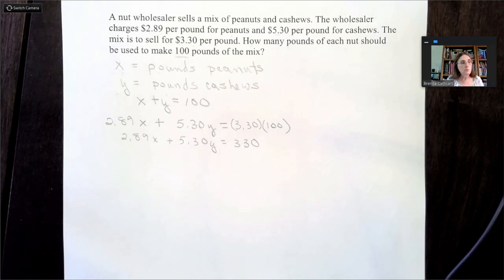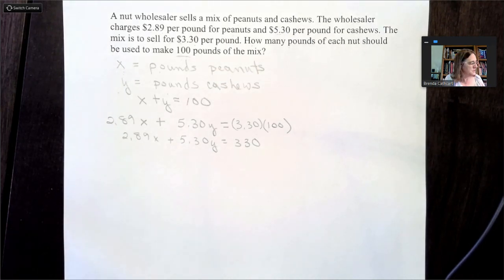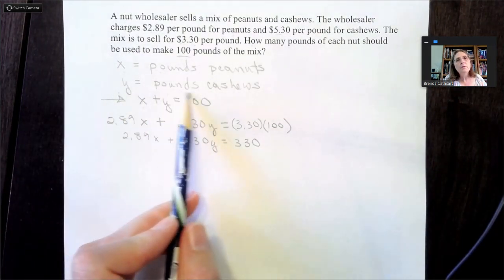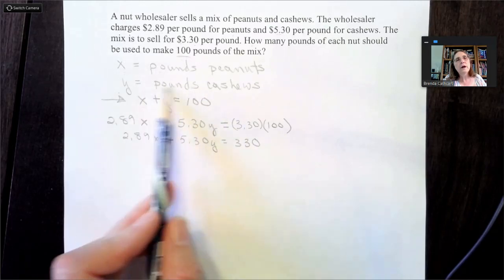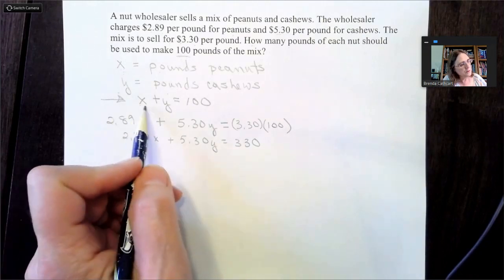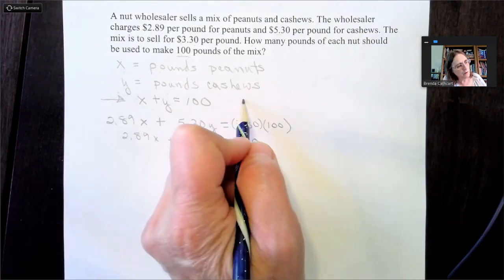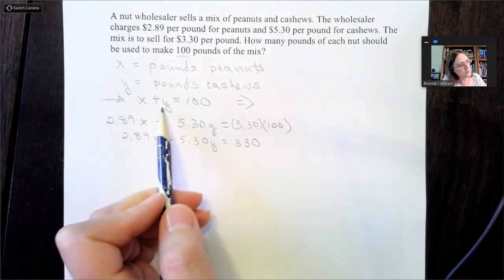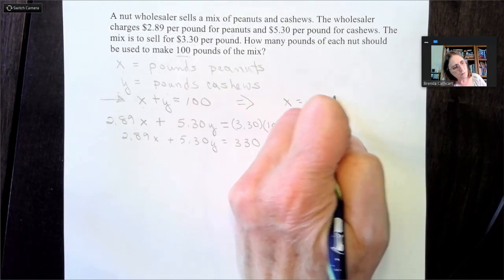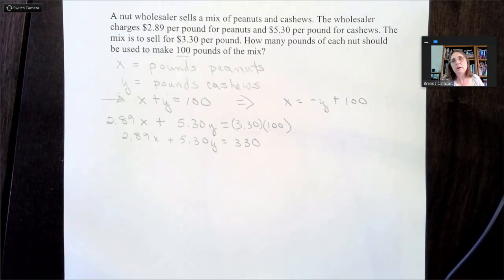Now we need to choose a method to solve this system. And as we're looking at a method to solve this, I think substitution is going to work well in this case. So let's see how that works. Let's take our first equation here, and we can easily solve it for either x or y. So let's go ahead and solve it for x. So we have x plus y equals 100. If we subtract y from both sides, we get x equals negative y plus 100.